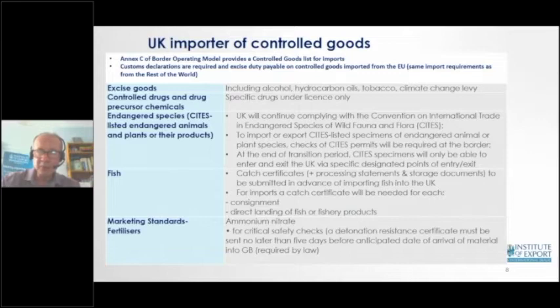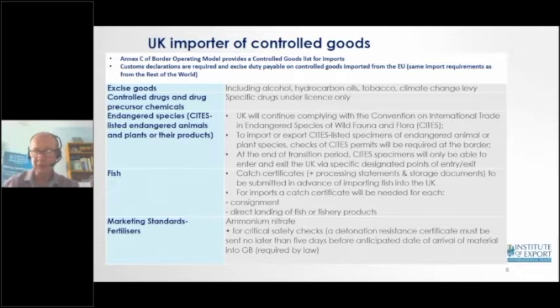Okay, now UK importer of controlled goods, and these slides will be made available to you to look at. Annex C, as I've referred to, at the end of the border operating model, provides a controlled goods list for imports. So do look at that list, see if your product is on it. Now, clearly that includes excise goods.